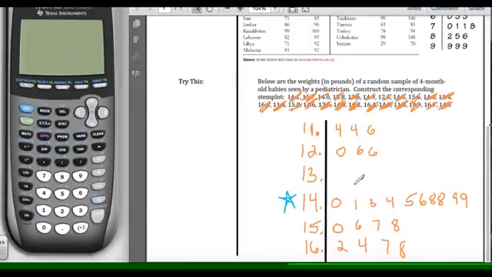There were no 13-pound babies in my sample. That doesn't mean that there aren't 13-pound 4-month-old babies out there. It just means we didn't have any in our sample. That's some variation that we could see. But it gives me some patterns as to what's going on with the weights of these babies. So we'll wrap this video up.